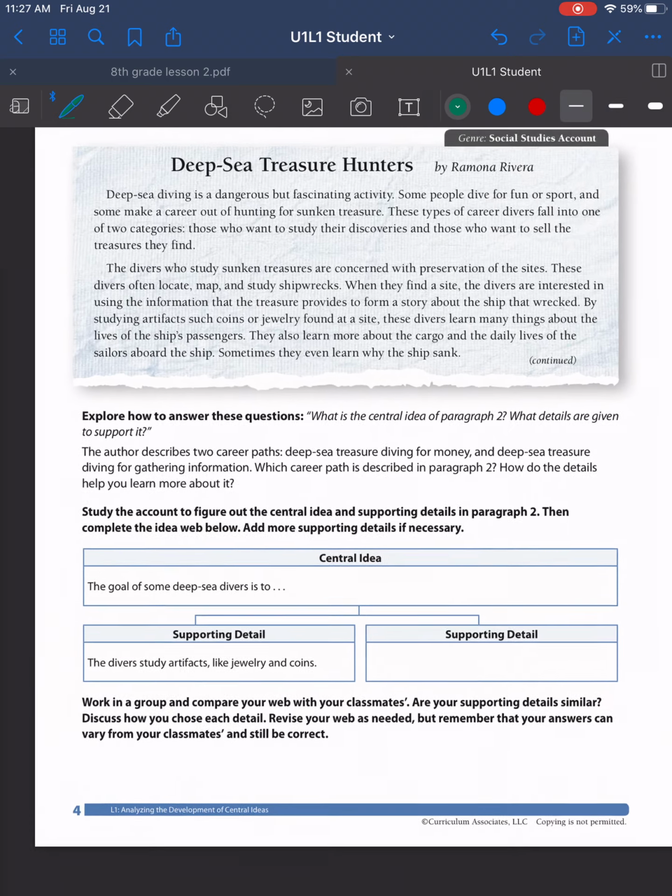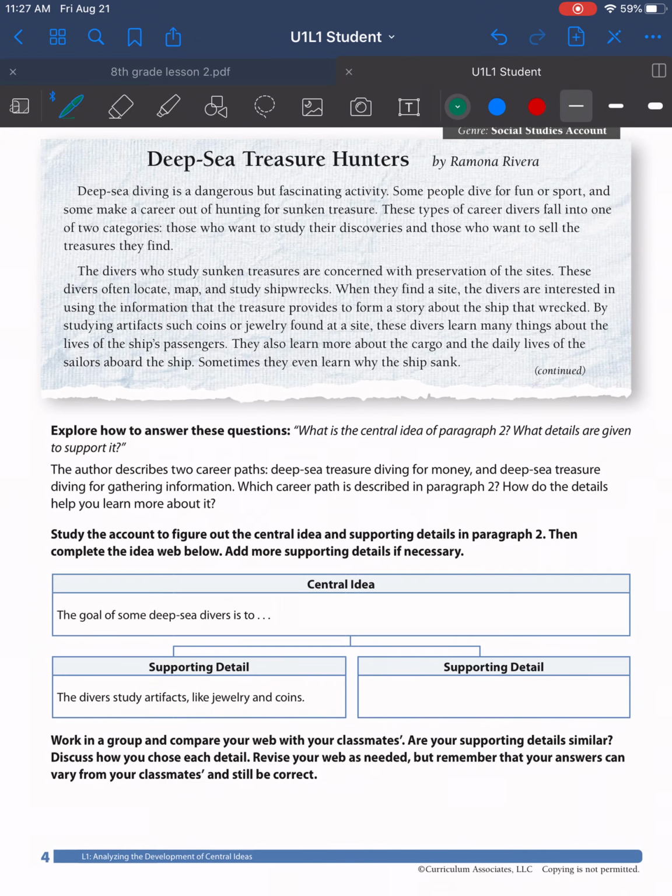Okay. Explore how to answer these questions. What is the central idea of paragraph 2, and what are some details to support that? The author describes two career paths: deep-sea divers diving for money, and deep-sea divers diving for gathering information. Which career path is described in paragraph 2? How do you know? What are the details to help you know that that is what they were saying?